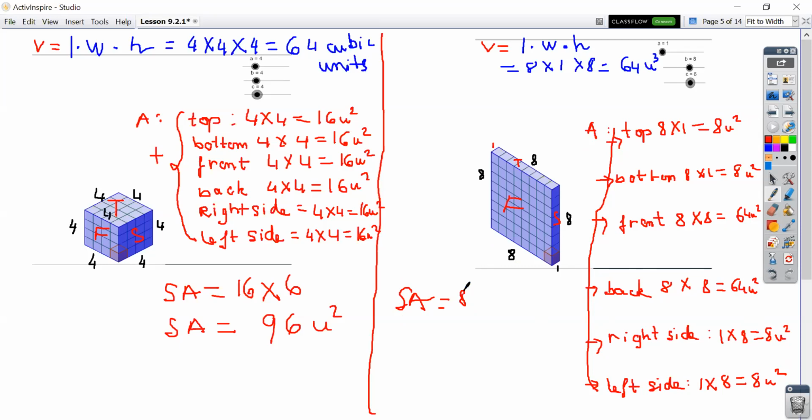I'm going to take 8 times 4 because there are 4 of the 8, plus 64 times 2 because there are 2 of the 64. 8 times 4 gets you 32. 64 times 2 is 128. Add them up: 32 plus 128 is 160 square units.